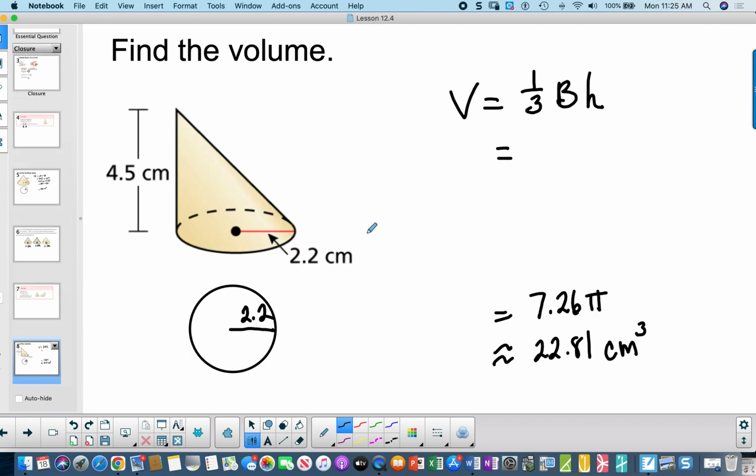So let's go ahead and figure out the volume of this cone. And so I drew the base right here so that you can see. And remember, the base is a circle, which is pi r squared. So this particular base will be pi times 2.2 squared. And then the height of the cone is 4.5. And we multiply all these together. This is what we're going to get, 7.26 pi. And if you give me an approximation, it'll be 22.81 centimeters cubed.